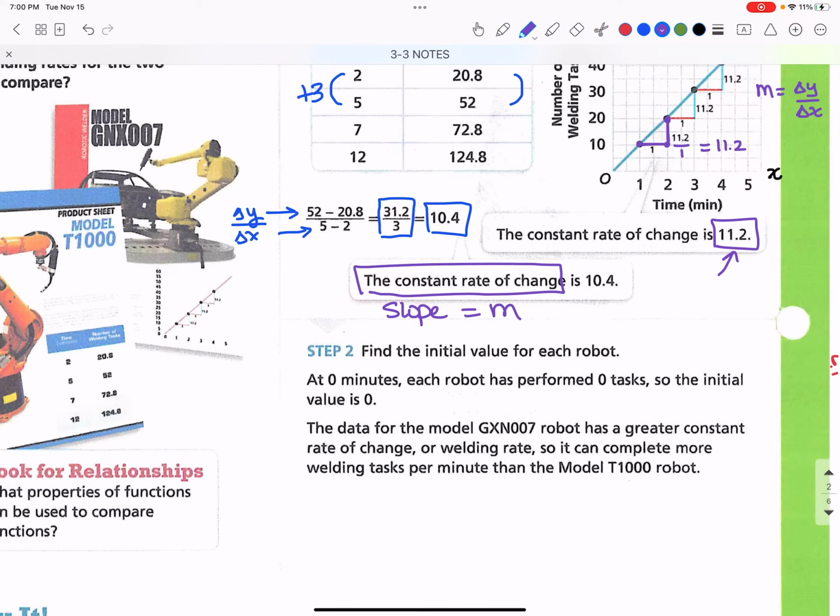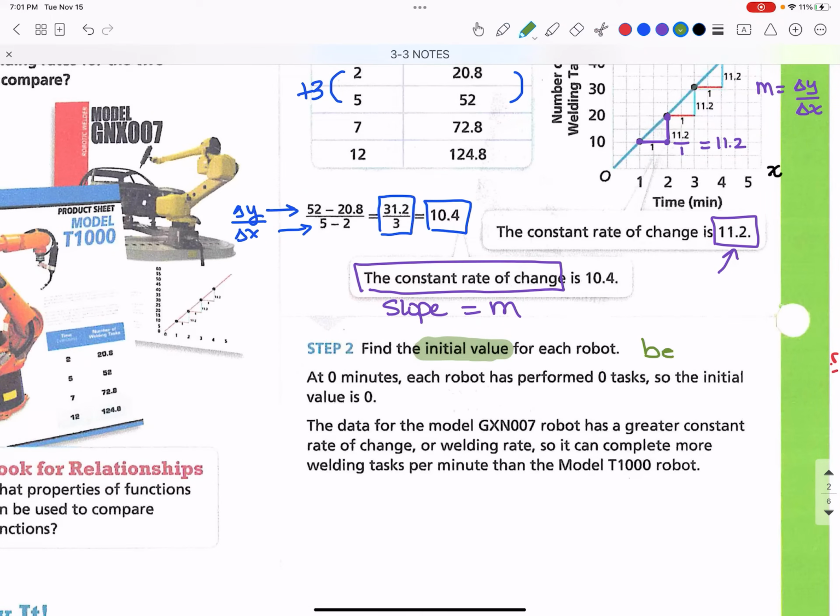I don't know if you've really seen the term initial value before. Initial means beginning, and I know you have heard the term beginning value before, and we know that our beginning is our B. So when something begins, that's our B in y equals mx plus b, and initial value just means beginning value. And this tells us that both robots at 0 minutes, if you start a task at 0 minutes, that is your beginning, have performed 0 tasks. So both robots have an initial value of 0, or they both have a B of 0. So the data for the model GNX007 has a greater constant rate of change, or welding rate. So it can complete more welding tasks per minute than the model T1000.